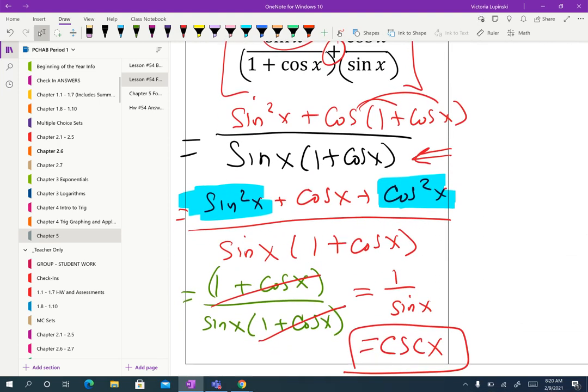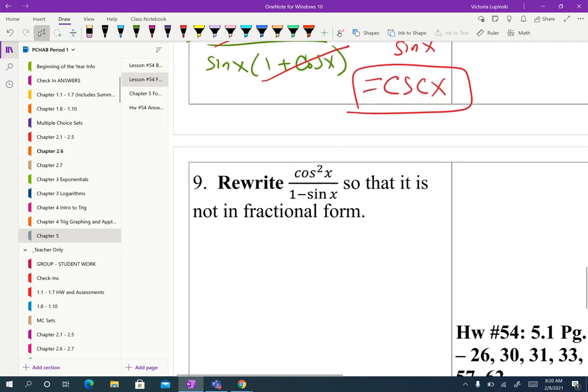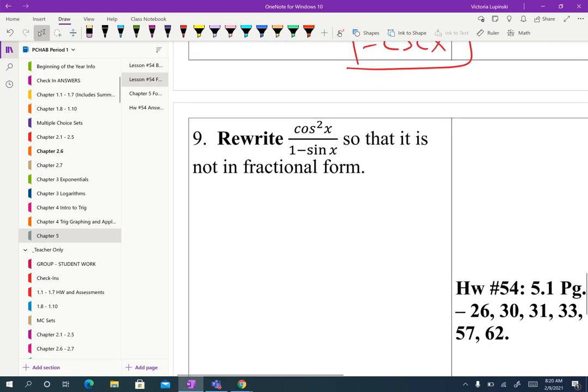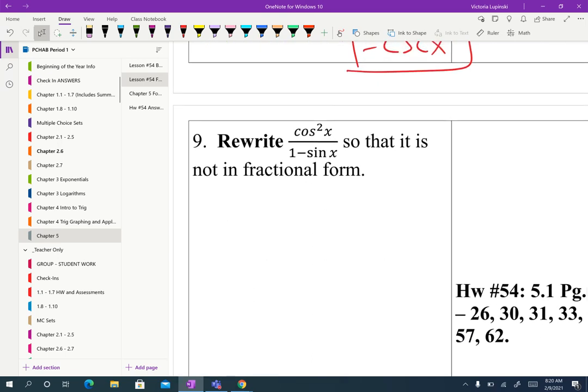Oh, beautiful thing. I'm actually going to jump to number 9 for a second before we go back to number 8. So take a look at number 9. Rewrite that expression so that it is not in fractional form. So rewrite means do something, and not in fractional form means I don't want to have a fraction in my answer. So that can actually mean a couple of different things. This strategy might not be obvious to you, so I'm going to give you a hand. Taking a look at the denominator, the fact that the denominator is 1 minus sine, again, because there's no squared, there really isn't anything to be done.